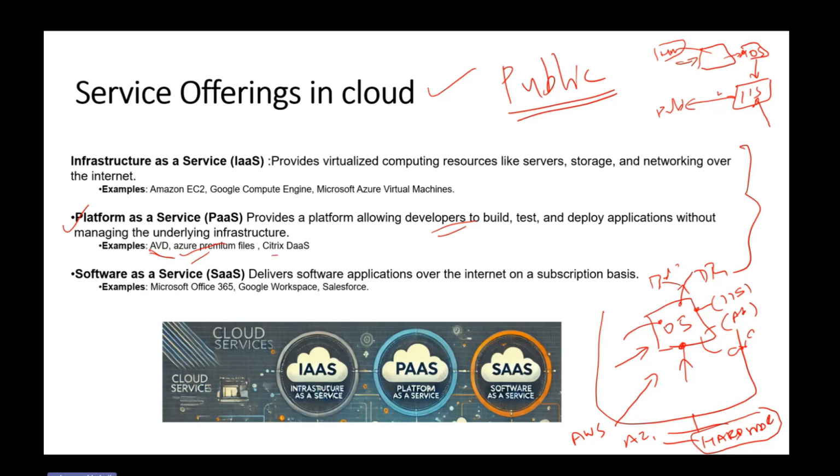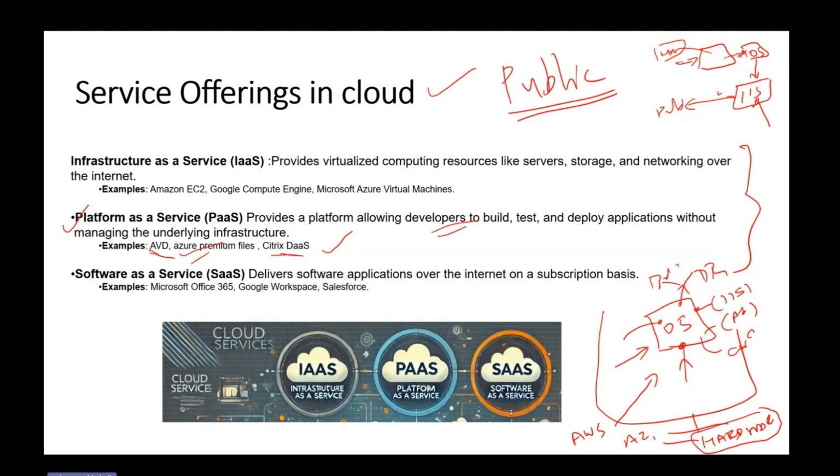Similarly, Citrix DaaS also falls into the same category. Here again, the broker, the database, the web layer, the gateway layer, everything will be managed by Citrix. Only you have to manage the VDAs. So this is a very simple example of platform as a service, where some part is managed by the cloud provider and some part is managed by the customer.